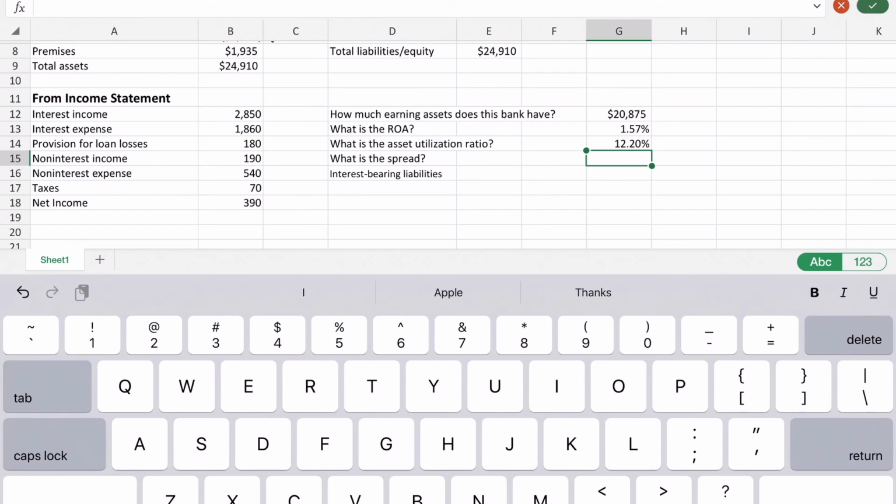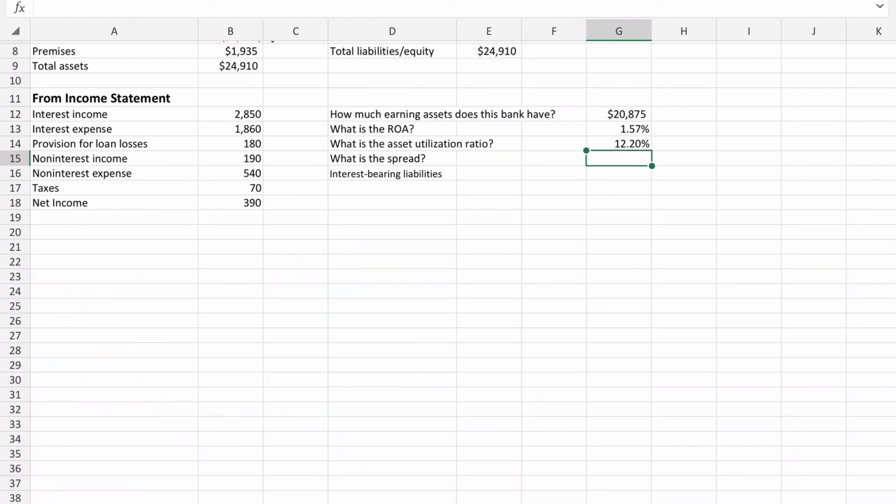And then the last one is the most difficult, and it is what is the spread? Well, your equation for spread, as mentioned previously, is interest income, located there on the income statement, divided by earning assets, which we calculated in our first step as $20,875, minus interest expense, again on the income statement, divided by interest bearing liabilities.